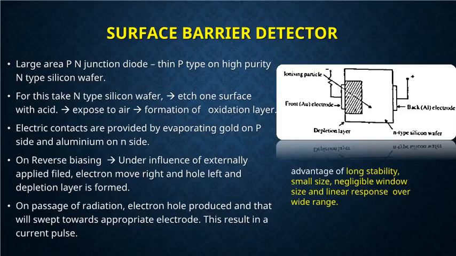Under the influence of an externally applied field, electrons move right and holes move left, and a depletion layer is formed. On passage of radiation, electron-hole pairs are produced and swept towards the appropriate electrode. This results in a current pulse. These types of detectors have the advantages of long stability, small size, negligible window size and linear response over a wide range.